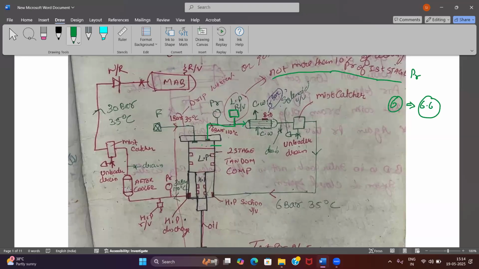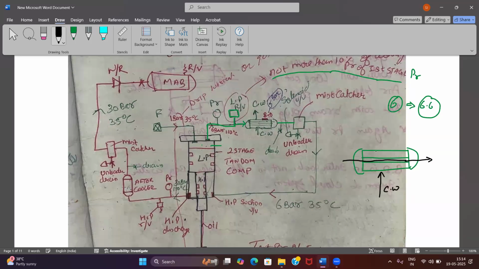Then it will go to an air cooler. Sorry, your intercooler. This intercooler has tubes. Suppose this is a shell and tube type. Inside the tube, your air is going to flow, because I do not want my air to expand. That's why the tube will offer me less area, so your air will not expand.